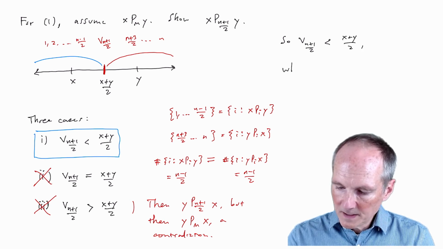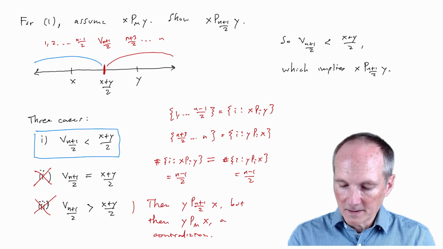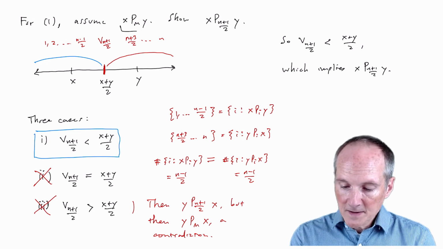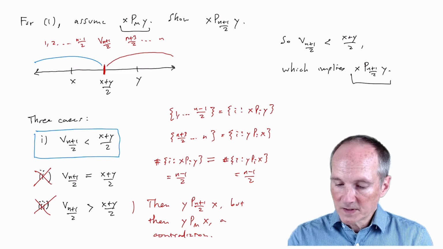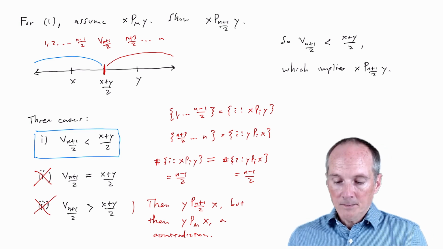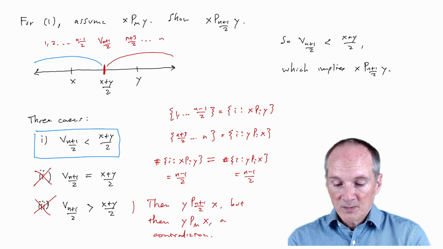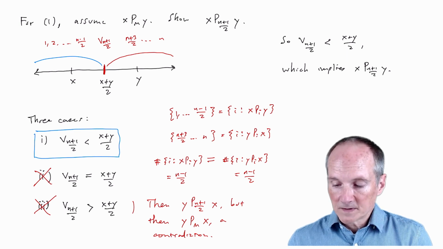And that implies that the median voter prefers x to y, that their ideal point is closer to x than it is to y. All right, so we've shown that if x is majority preferred to y, then the median prefers x to y. And that gives us both directions of the biconditional statement. So that means that the majority preferences are the same as the median voter's preference.